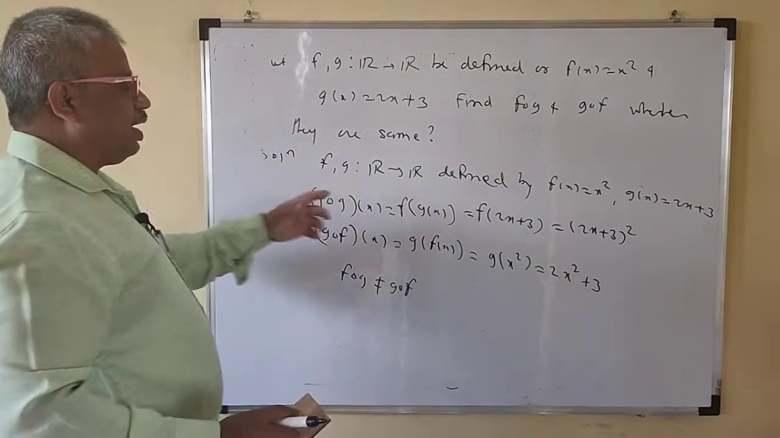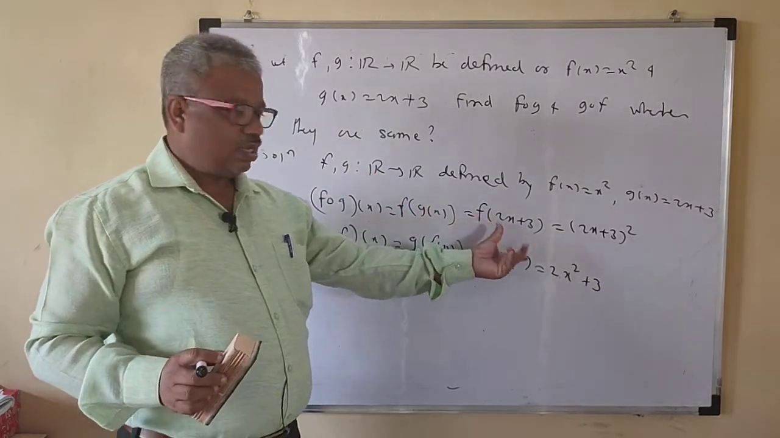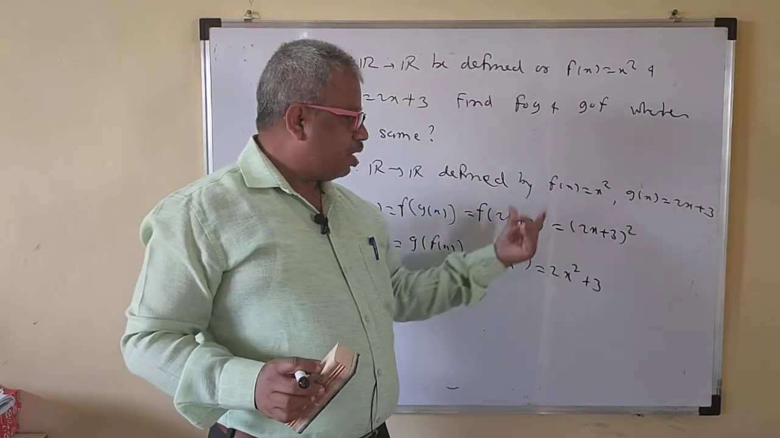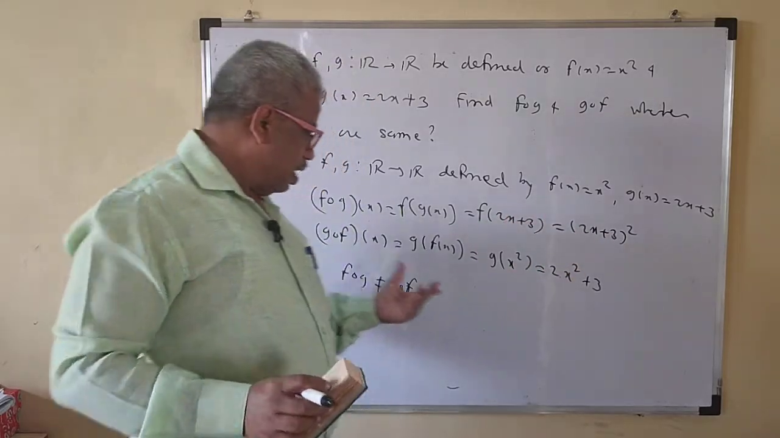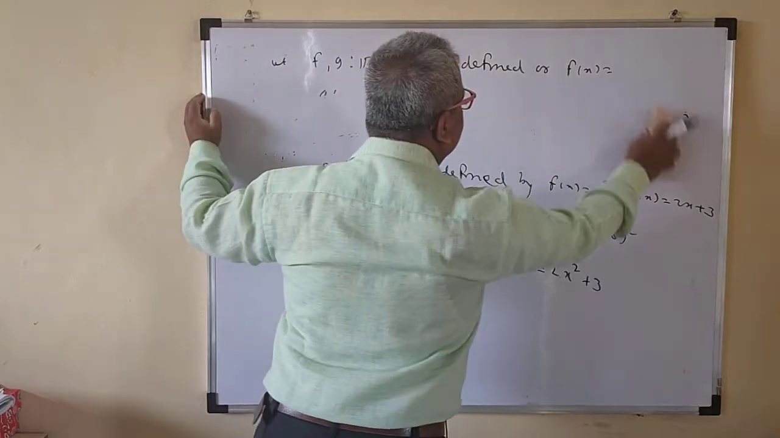So in this way you can find any composition now. This is a very important word, f of something. Just replace x with this one in the formula for f. f is x square here, so just replace x with twice x plus 3 everywhere. Okay, here g of this. So we take another example so that you will understand this.